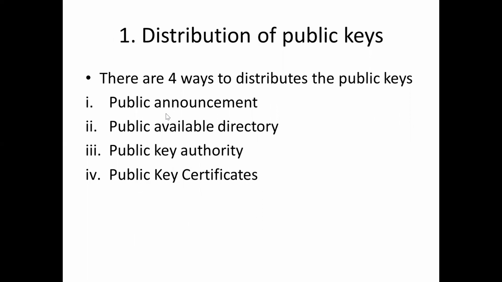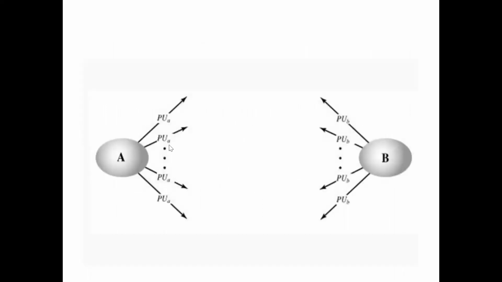Distribution of public keys has four ways. One is public announcement. The second is publicly available directory. The third is public key authority. And the fourth is public key certificate. In public announcement, the participant announces his public key publicly. Here participant A announces his public key publicly. Similarly, participant B publishes his public key publicly.